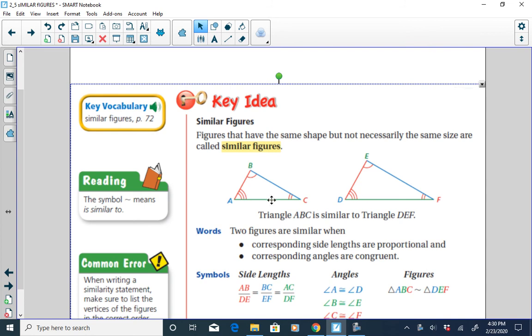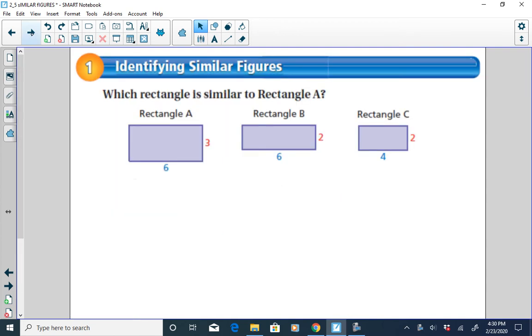When two figures are similar, their corresponding angles are congruent. Right? So B is congruent to E, A and D are congruent, C and E are congruent. Corresponding angles are congruent. Corresponding sides must be proportional. So those are the two characteristics that have to be in place in order for figures to be similar. So we use those characteristics to determine when figures are similar or not.